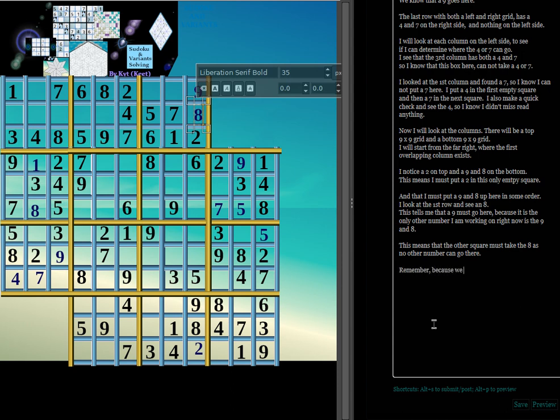Remember, because we are dealing with overlapping 9 by 9 grids, we must put certain numbers above and below the overlapping area so that both 9 by 9 grids will have the numbers 1 through 9 without repeating.